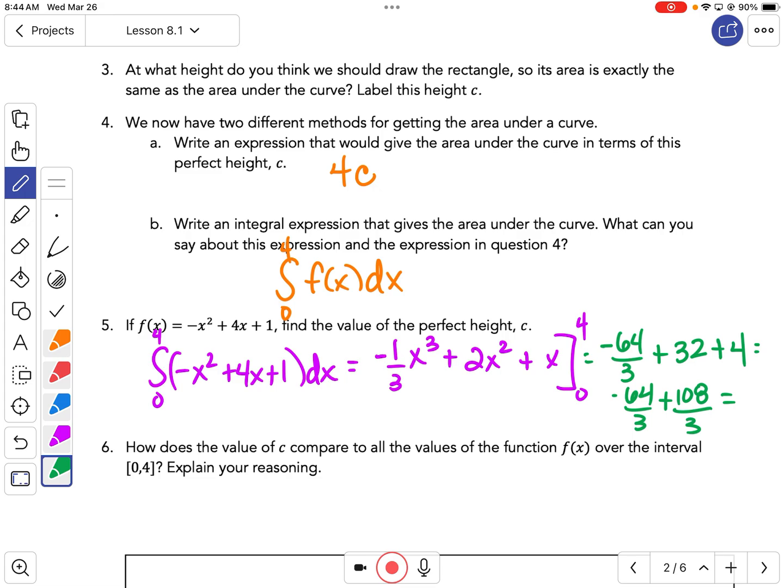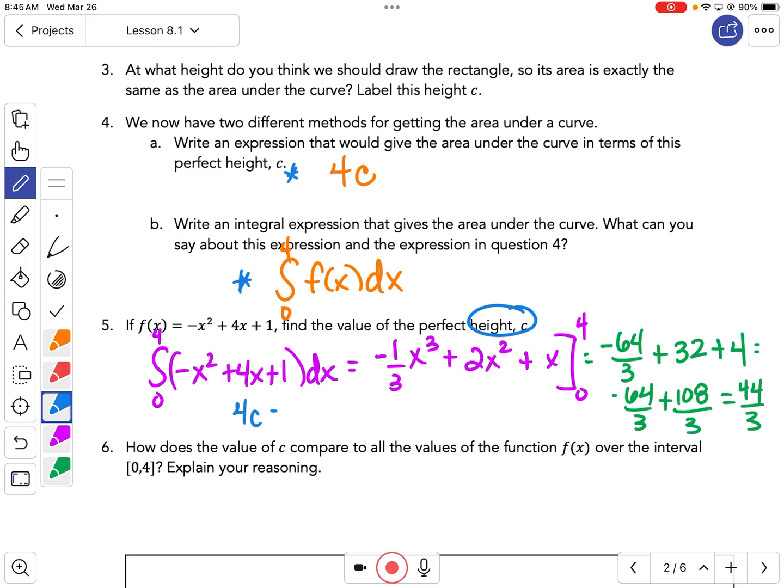44 over 3, okay? That is the value of that integral. It wants me to find c. So to find c, we're going to take this expression. Well, we found this one, the one in b. It's 44 over 3. Let's take the one in a.